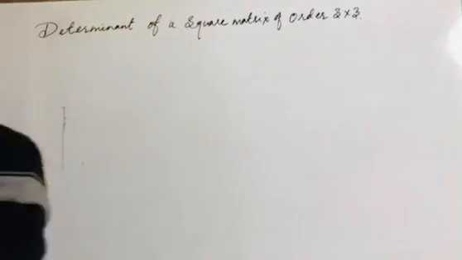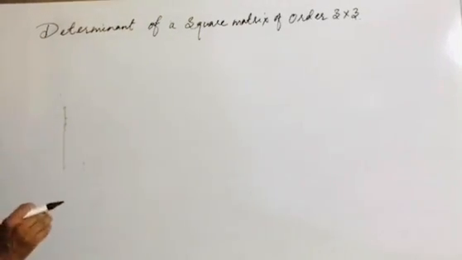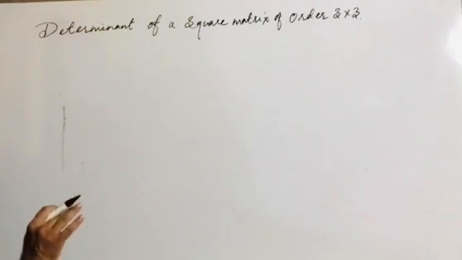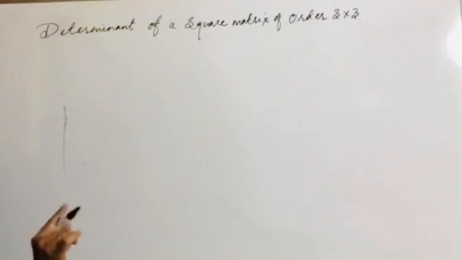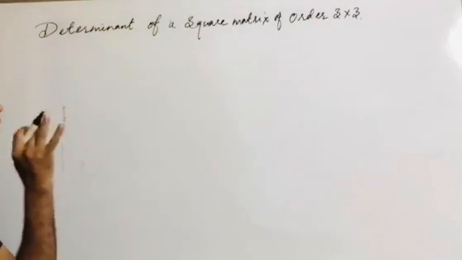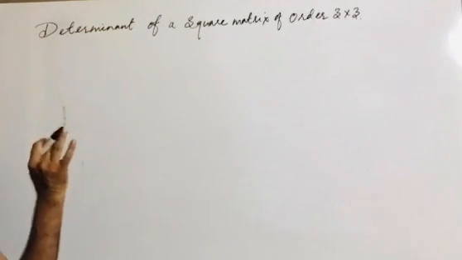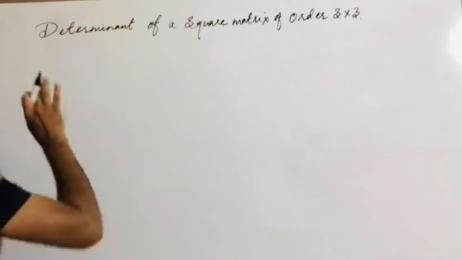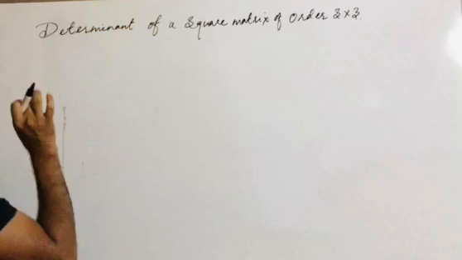Welcome back, students. In today's module, we are going to study the determinant of a square matrix of order 3 by 3. In the previous module, children, I discussed the meaning of the terms cofactors as well as minors. So with the help of that, it will be very easy for us to understand the meaning of the determinant of a square matrix of order 3 by 3.